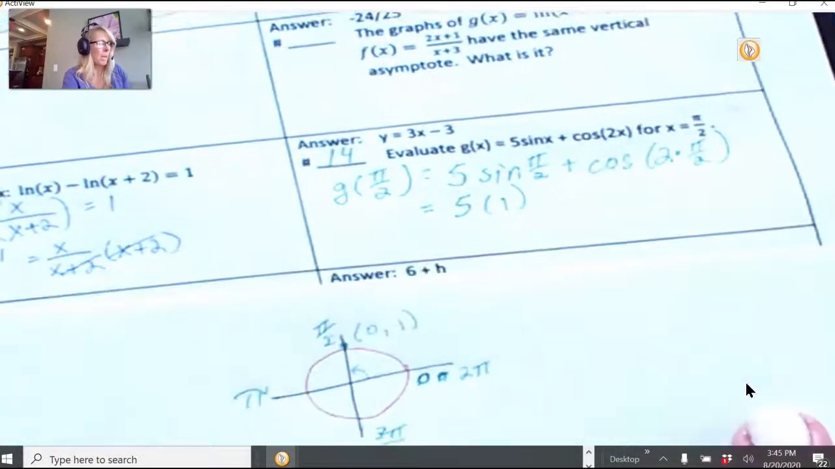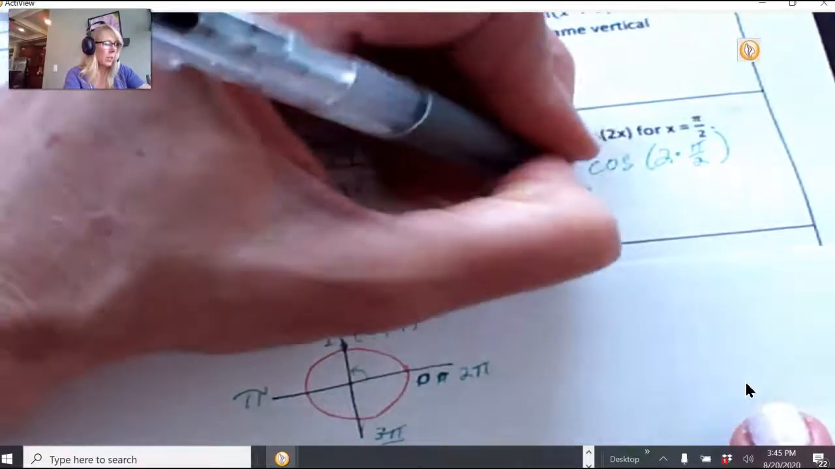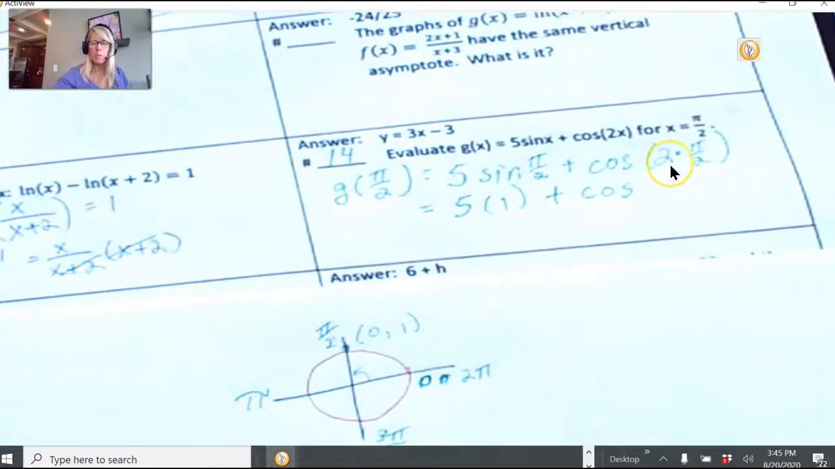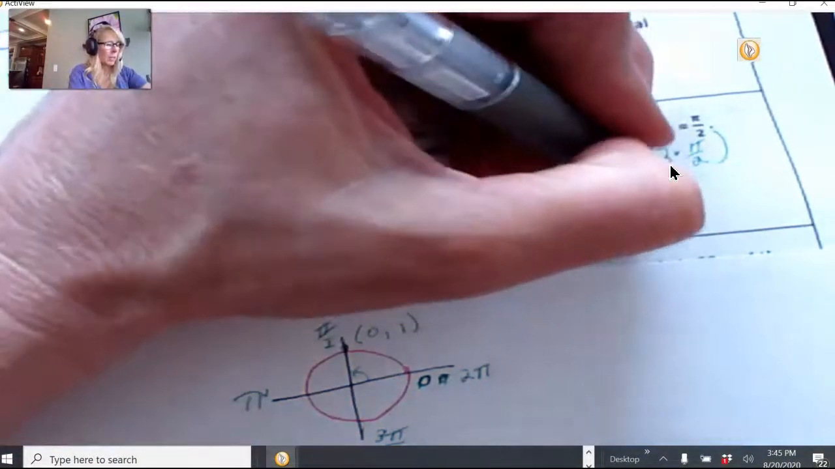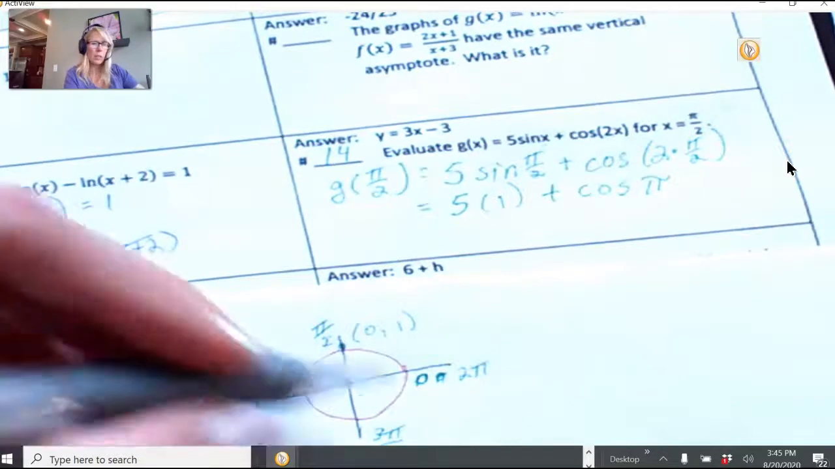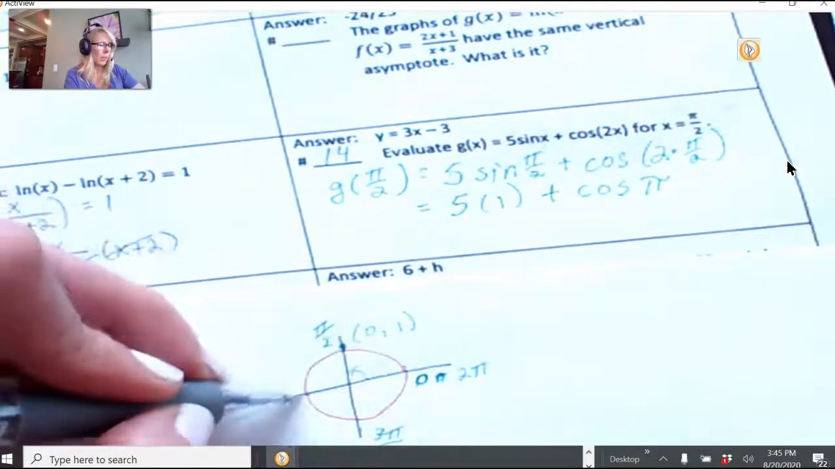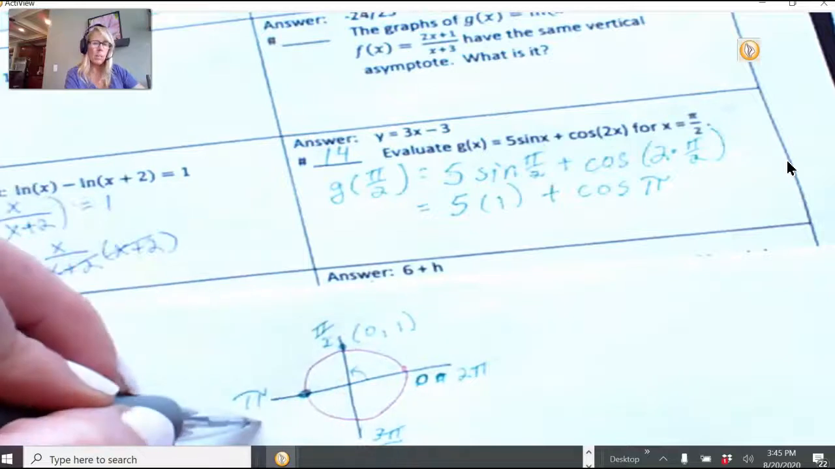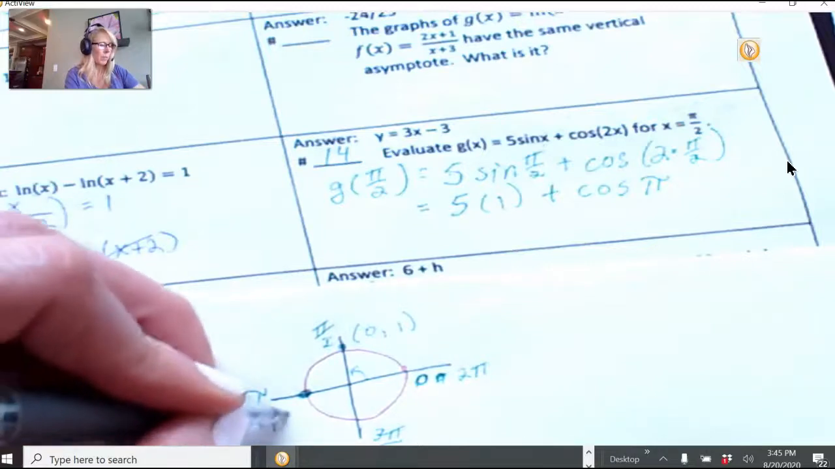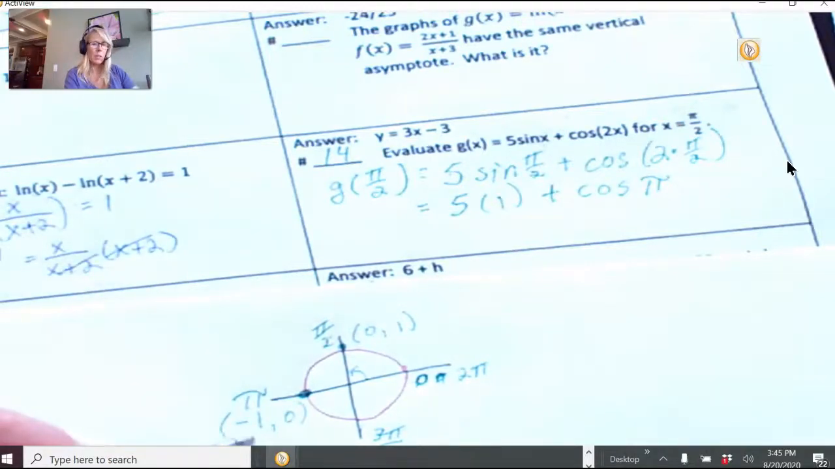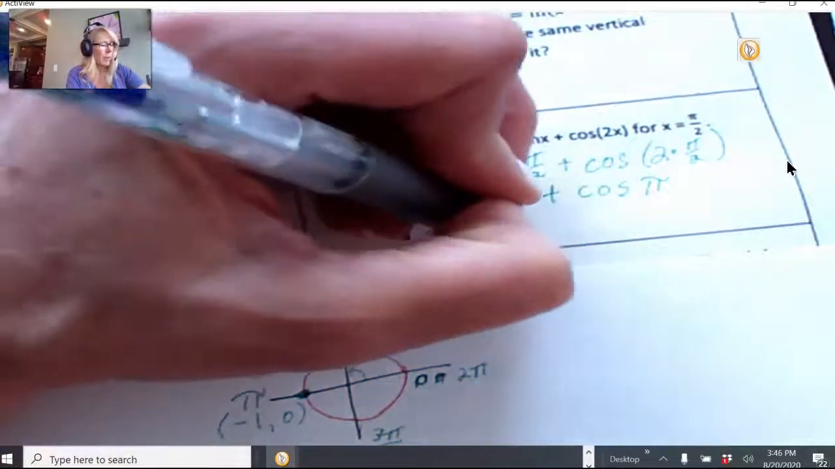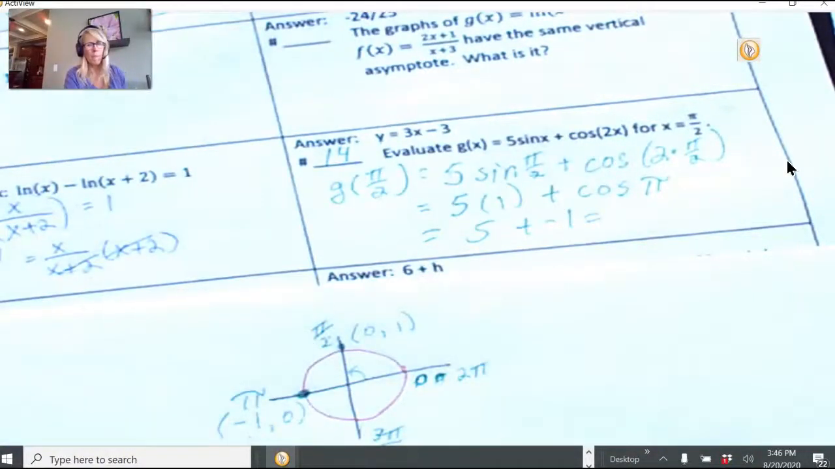All right. Now we've got plus cosine of pi over 2 times 2. I hope you can see that as cosine of pi. Okay. And if we look down at our unit circle, pi right here, remember cosine is our x value. So what is the x value over here for the unit circle? It's going to be -1. That point is -1, 0. So the x value is -1. Cosine is -1 then. So that means we've got 5 plus a -1, which gives you 4.